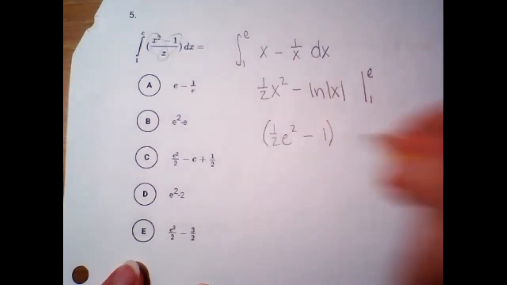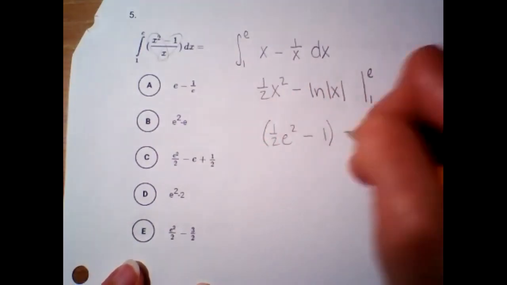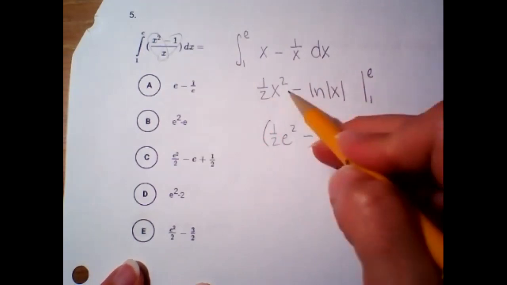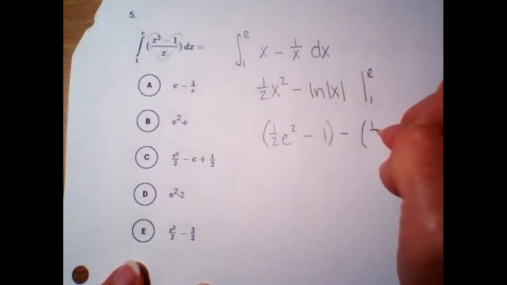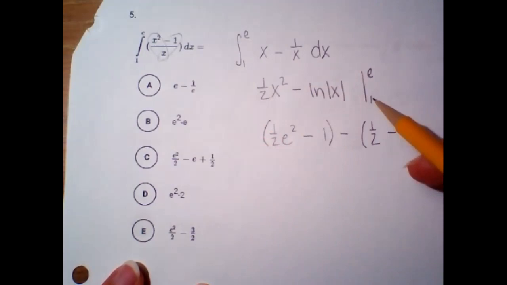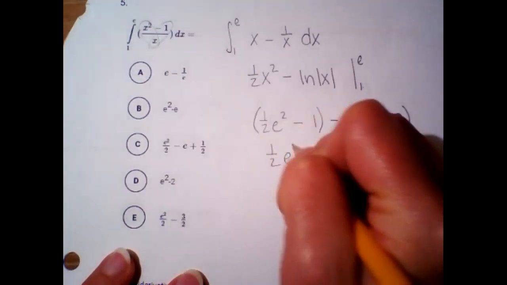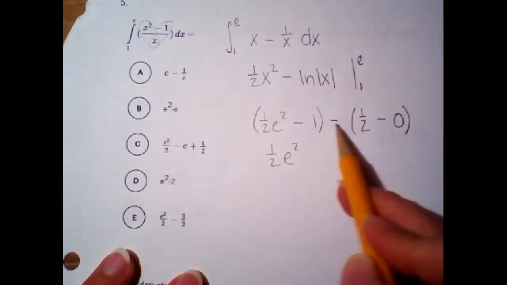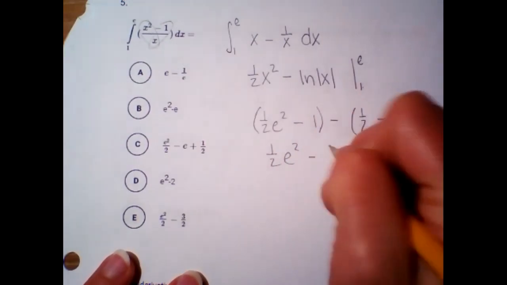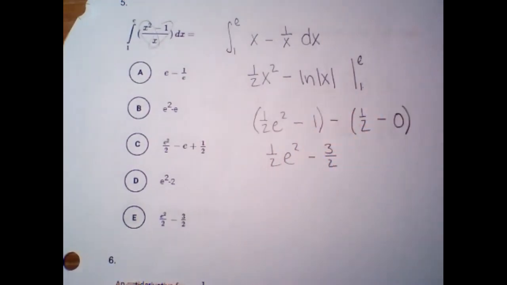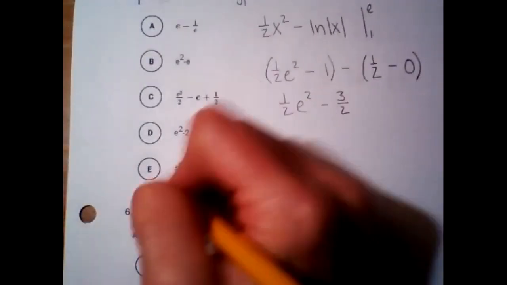They will cancel, and that will just be 1. And then plugging in the 1, that will give us 1/2 minus ln of 1 will be 0. So let's see, this would be 1/2 e squared minus 1 minus a half would be minus 1 and a half, so minus 3/2. So that one is E.